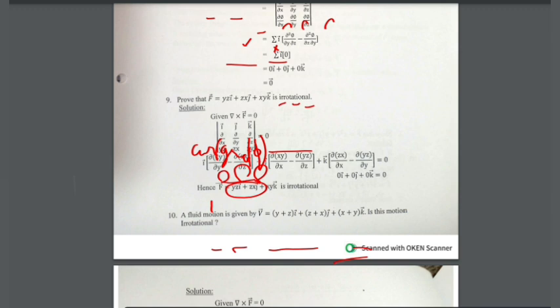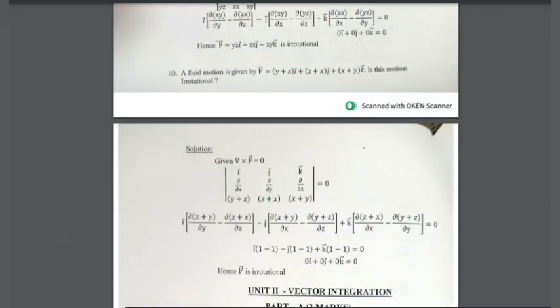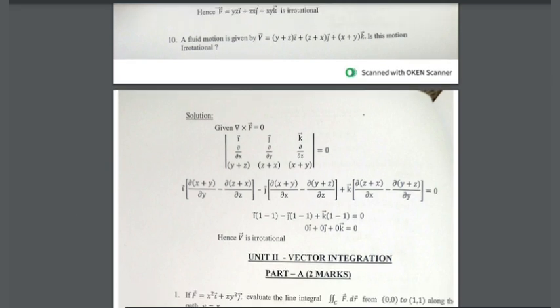Our next problem is a fluid motion given by v vector equals y plus z of i vector plus z plus x of j vector plus x plus y of k vector. Is this motion irrotational? We need to show that del cross f vector equals 0. Then we can easily say that the given motion is irrotational.